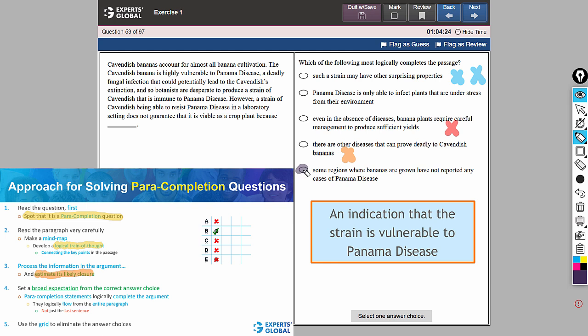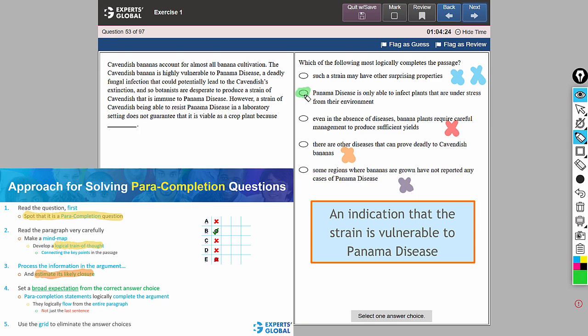Answer choice E is probably the worst of the lot. It talks about some regions where this disease has not been reported, whereas this entire argument is about resistance to this disease. Of course, incorrect.